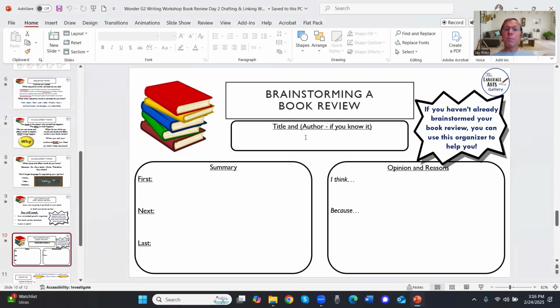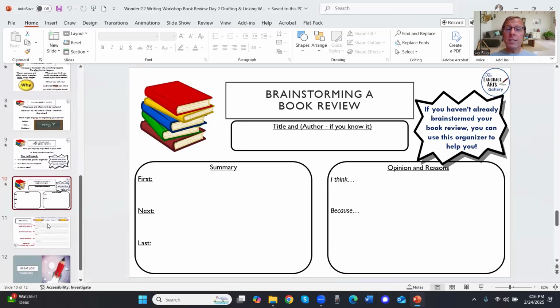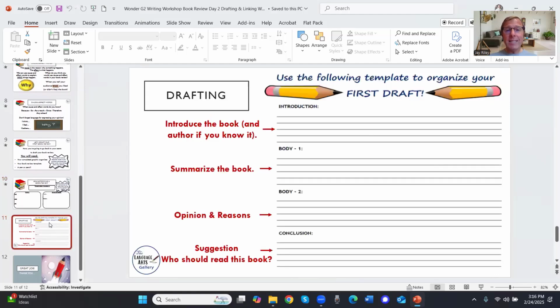Okay, so our students should have completed their graphic organizer in our last lesson, and we want them to get practice improving their summary and their recommendation. So we can have them rewrite what happened in the story, first, next, then, and last, and adding sequence words. And then their opinion, I think, I feel, I believe, and why. Some of your students, your early finishers, may already have drafted. If they haven't, by the end of this lesson, we'd like them to begin writing their first draft.